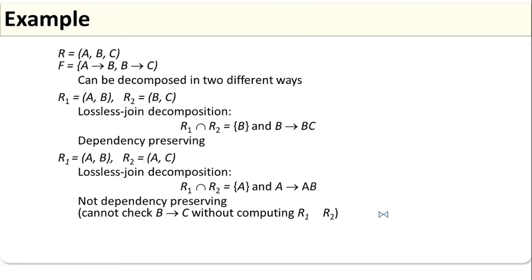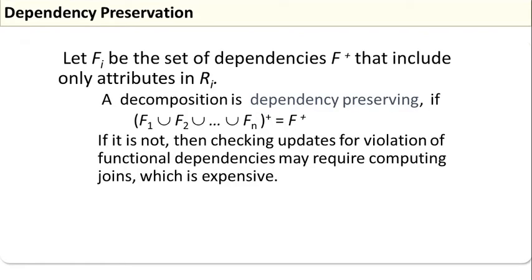The lossless decomposition has two relations R1 and R2, A determines B and B determines C. Okay. And then R1 has the AC also. So lossless decomposition, it means that a decomposition on A and A determines AB is not dependency preserving. So check B with C without computing R1 and R2. Let Fi be the set of dependencies in F plus that includes only the attributes in Ri. A decomposition is dependency preserving if F1, F2, and so on up to Fn is equal to F plus.